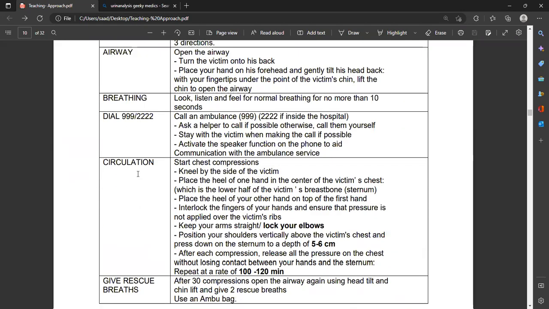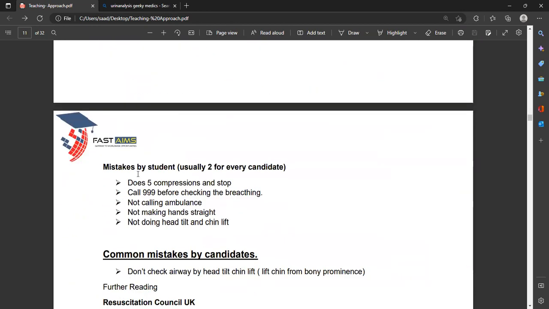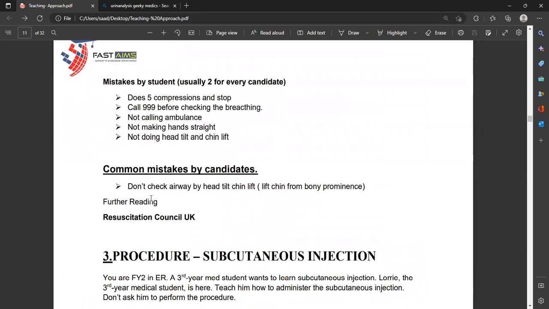So you have to follow these steps. And then there are common mistakes. People do not check the airway by head tilt and chin lift. They do not hold the bony prominence. Other mistakes that candidates make: they forget to call 999, and they do not shout loudly. They just say help, help, help. Don't say it quietly.